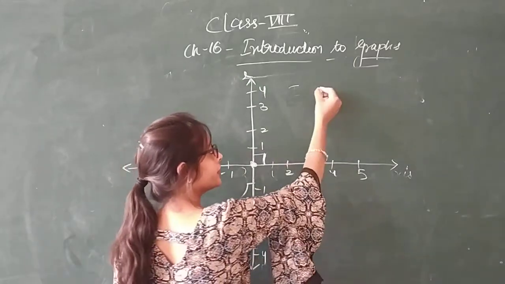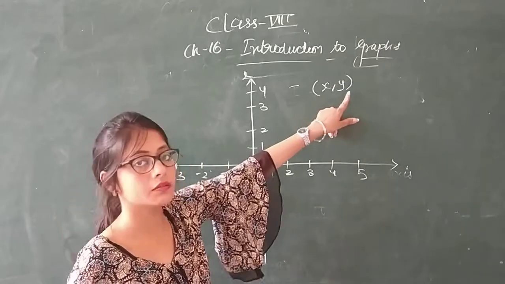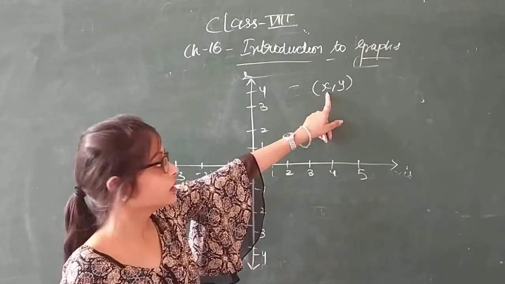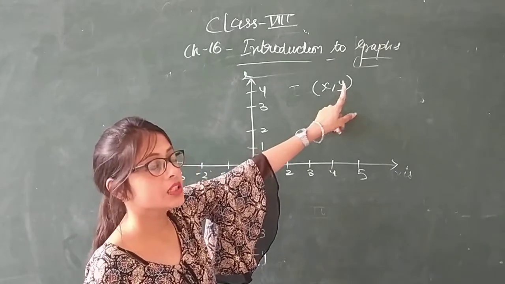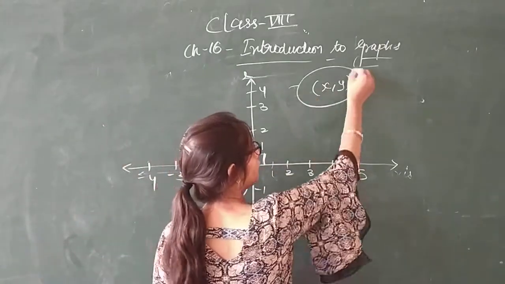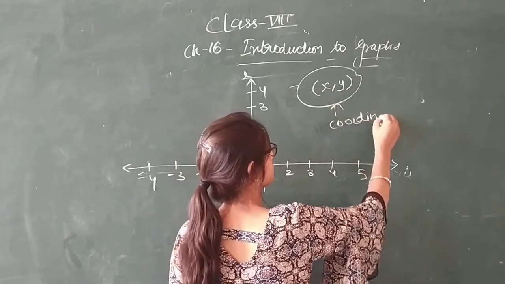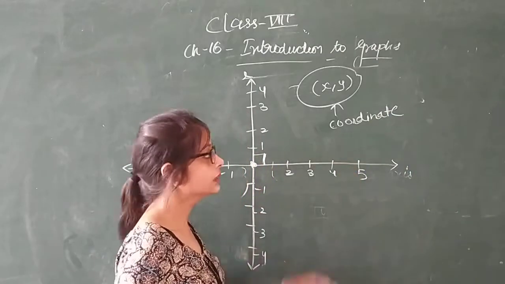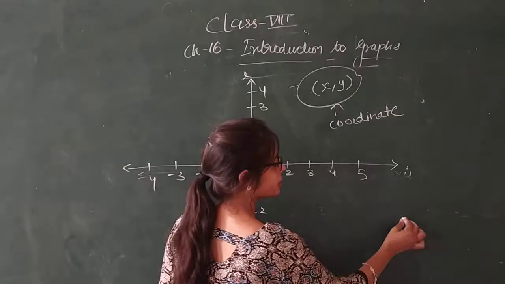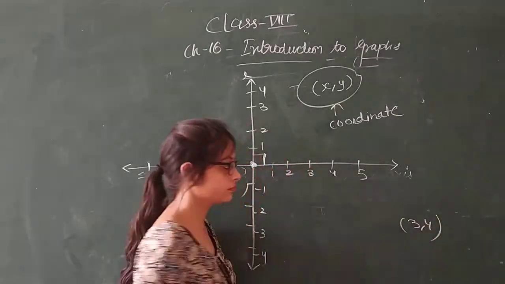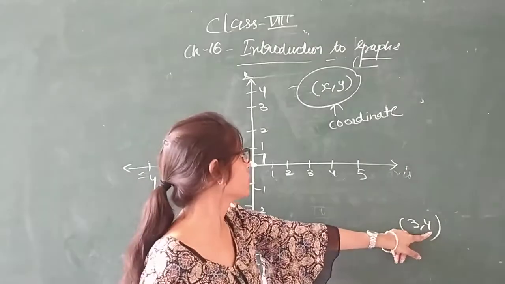From this, we can represent the numbers this way: x, y. In the first part there will always be x, and in the second part there will always be y. This point is called the coordinate. Clear? Like I am going to say, represent point 3, 4. X is 3 and y is 4.